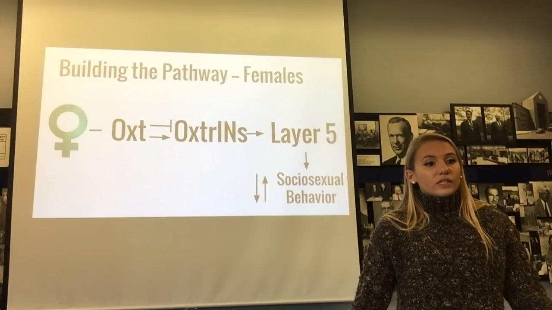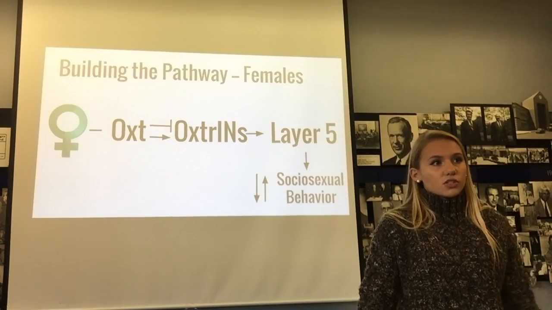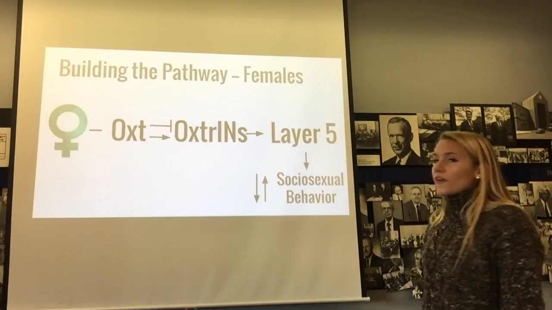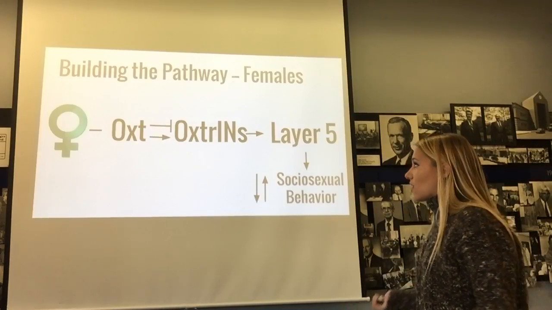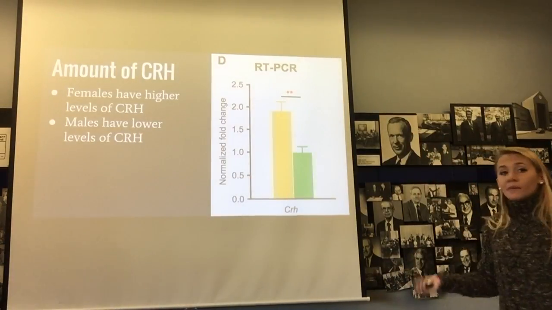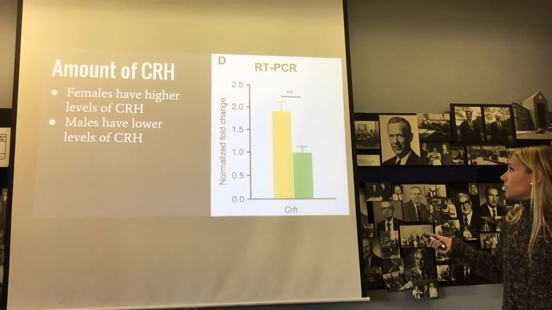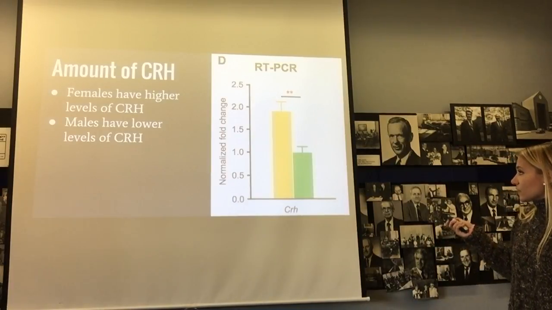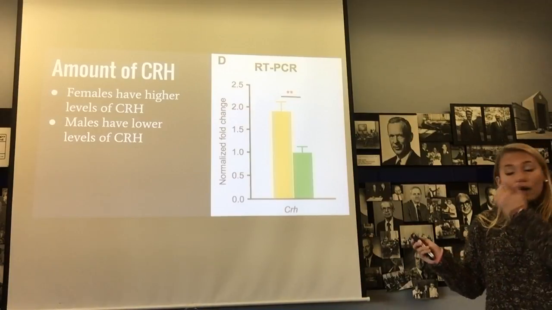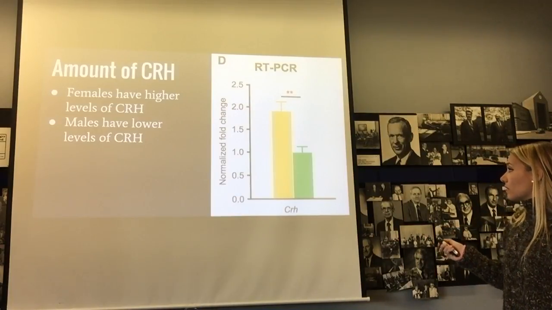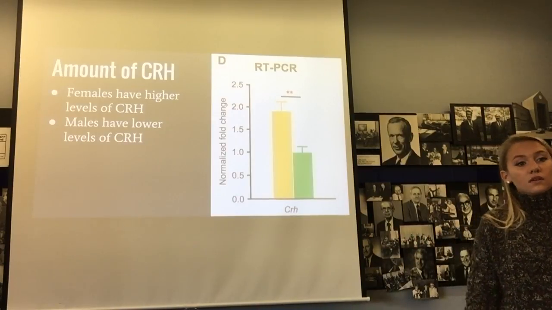But now, we still don't know why females' anxiety behavior is not being changed. So what they want to look at is, okay, maybe it's the amount of CRH. And what they find is that females have a significantly higher amount of that stress hormone. So these are males, this is female. They have about a twofold amount of males. And this is the average amount in females.